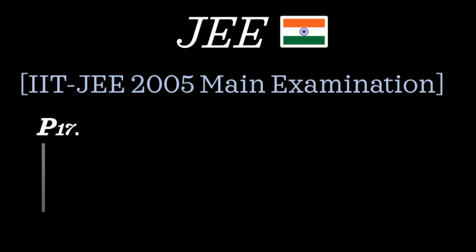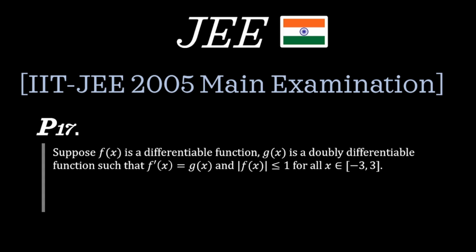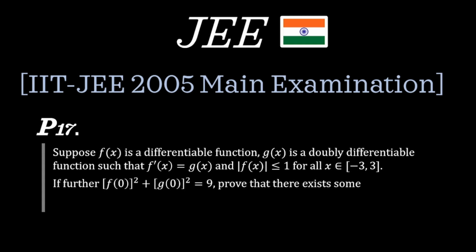It states the following. Suppose f of x is a differentiable function, g of x is a doubly differentiable function such that f prime of x is equal to g of x and mod of f of x is less than or equal to 1 for all x from -3 to 3. If, further, f of 0 squared plus g of 0 squared is equal to 9, then prove that there exists some c between -3 and 3 such that g of c into g double prime of c is less than 0.